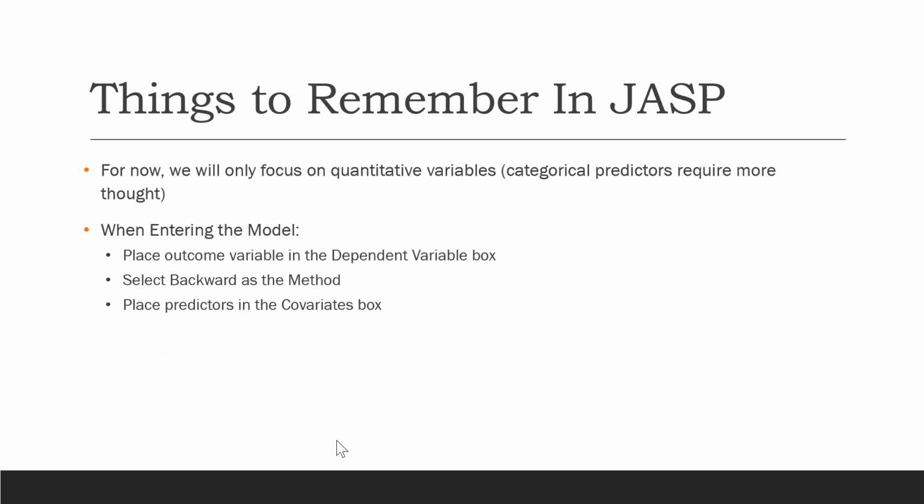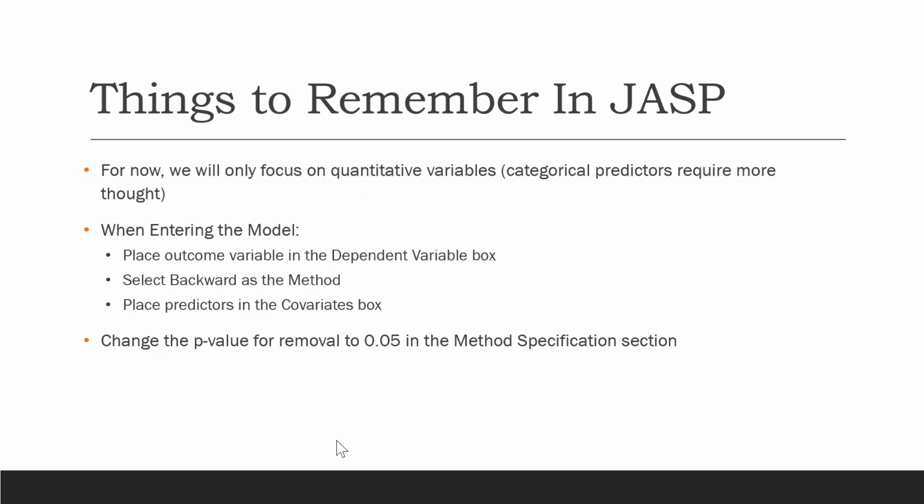In JASP, when you're entering your model, you're going to place your outcome variable, the thing that you're predicting, into the dependent variable box. You're going to select the backward elimination method, and then you're going to put your predictors into the covariates box. Sometimes people call predictors covariates.